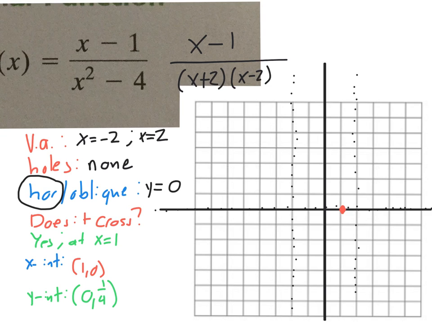The next piece of information I've been given is the x-intercept is 1. So I would plot that. Well, hey, that's the same thing, right? And we talked about this being a special case of that. And then lastly, the y-intercept is at 1/4. So then I would plot that point right here.